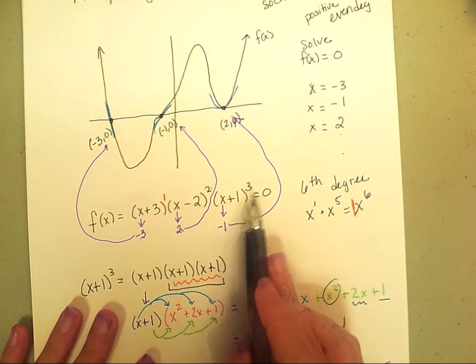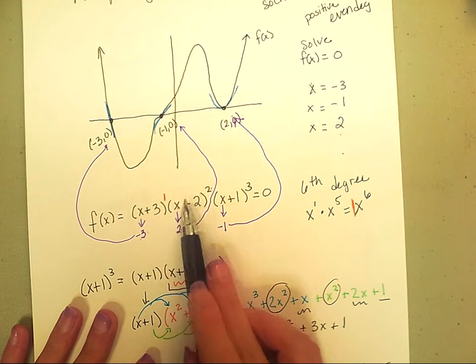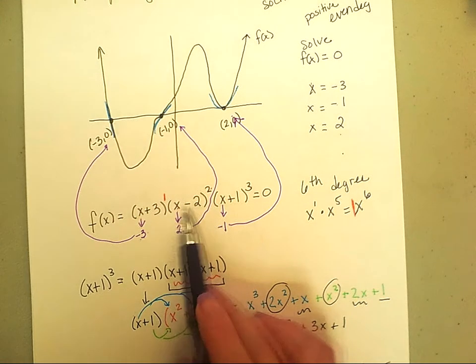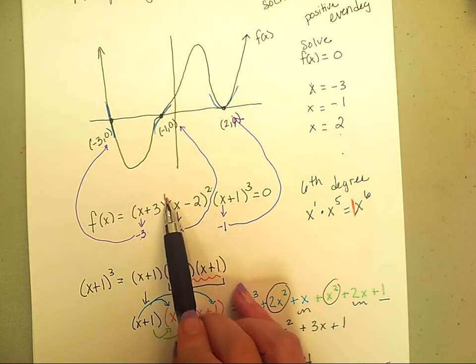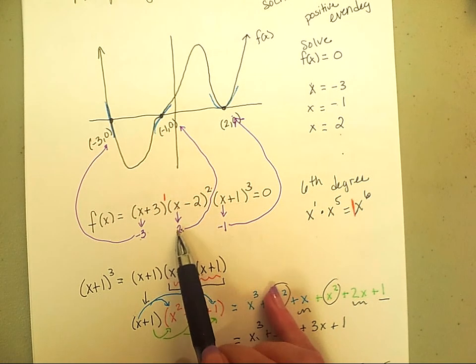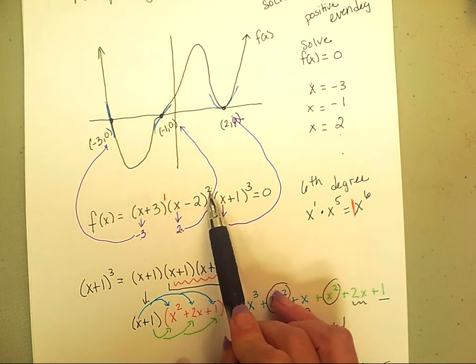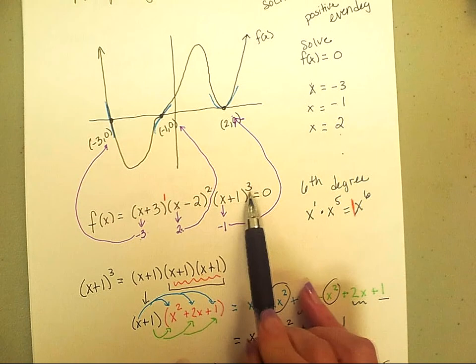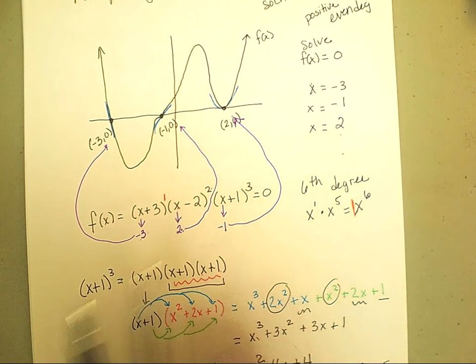Now, since these are linear inside of here, we could just read it from the powers. If it's not linear inside of here, we're going to have to do something else. So x equals negative 3 has a multiplicity of 1, because this is linear. There's no x squared here or anything. X equals 2 has a multiplicity of 2. X equals negative 1 has a multiplicity of 3.